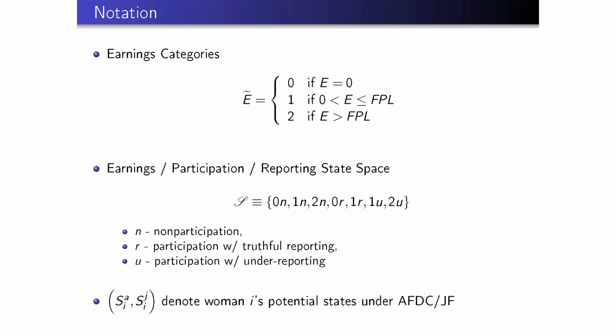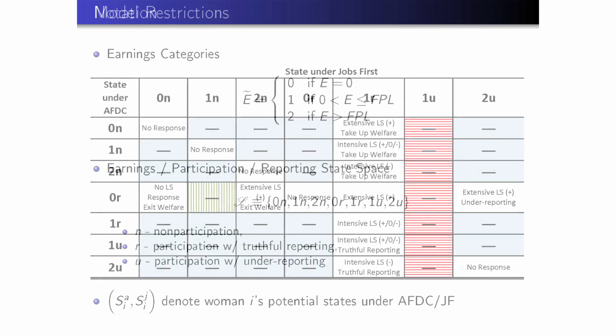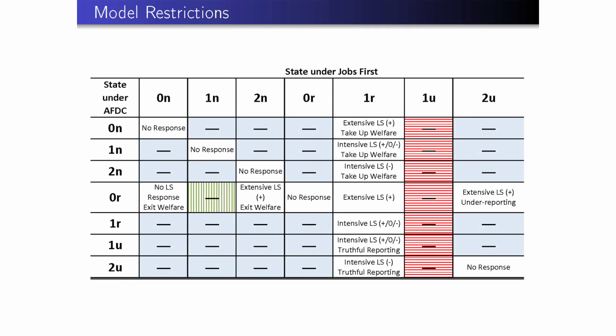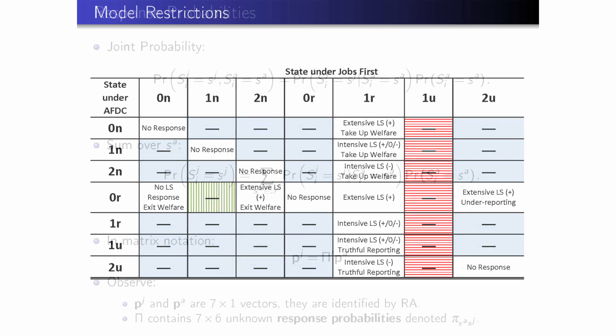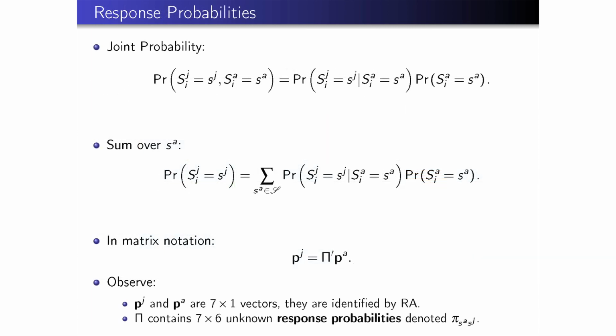I'm going to use SA and SJ to denote the potential choices that a person possesses when exposed to AFDC and Jobs First, respectively. And what we show formally in the paper is that we have all these restrictions on what can happen. There are lots of pairings of choices under AFDC and Jobs First that are ruled out here. Now, we're interested in factoring the joint distribution of potential outcomes into a conditional distribution. Basically, we've got this experiment, so we can actually identify by random assignment the marginal probability of every choice when exposed to Jobs First and when exposed to AFDC. So we know the PJ vector and the PA vector.